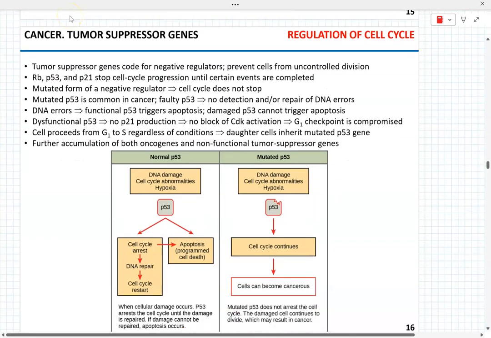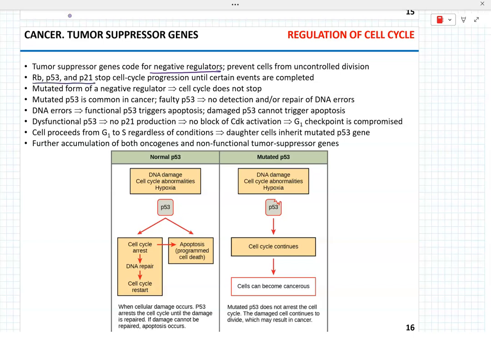So let's talk a little bit more about tumor suppressor genes. As we mentioned before, they code for negative regulators. So these proteins, retinoblastoma, p53 and p21, stop cell cycle progression until the conditions that are required to move to the next phase are met. If the negative regulator is mutated, the cell cycle cannot stop.